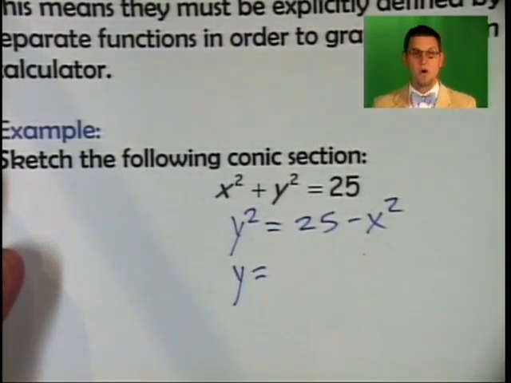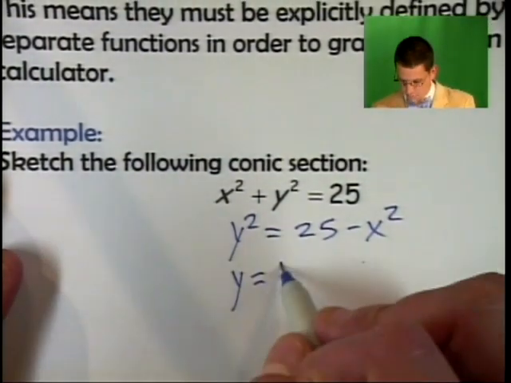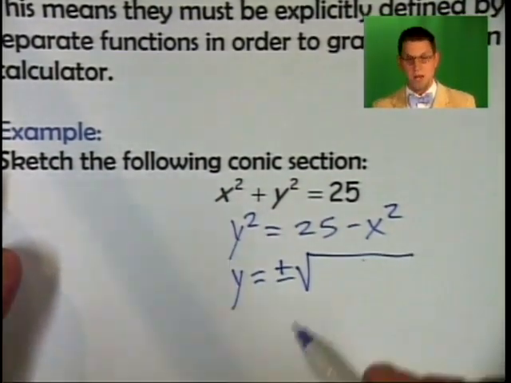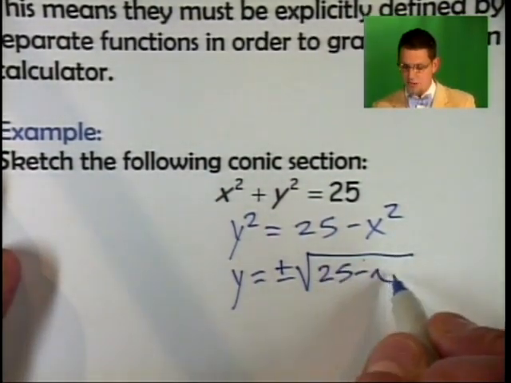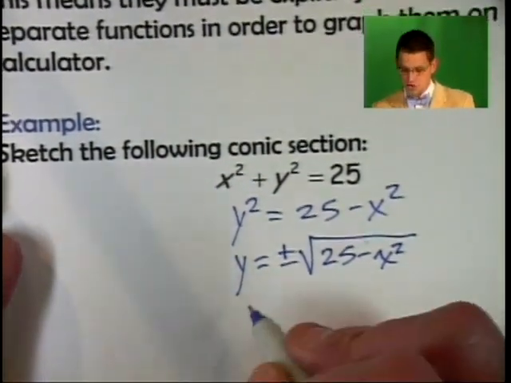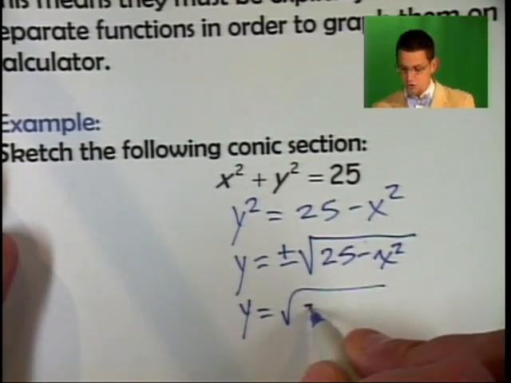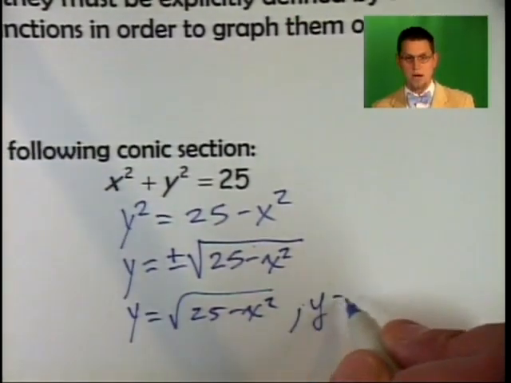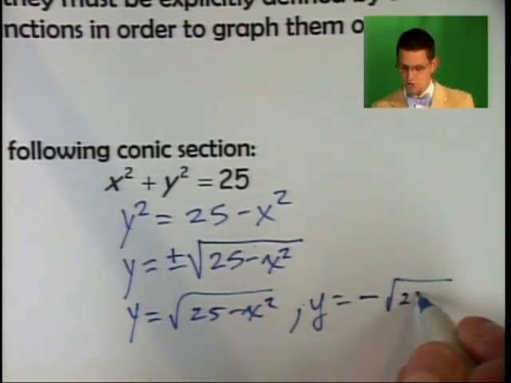Now, whenever we take the square root, we're introducing a plus or minus to the problem. Remember, we have to extract the positive and the negative root. So we get plus or minus the square root of 25 minus x squared. Okay? Now, that's actually two equations. We get y equals positive square root of 25 minus x squared, and then we get y equals negative square root of 25 minus x squared.